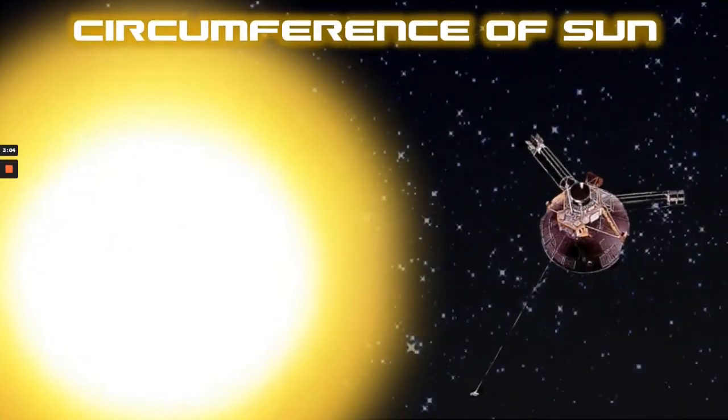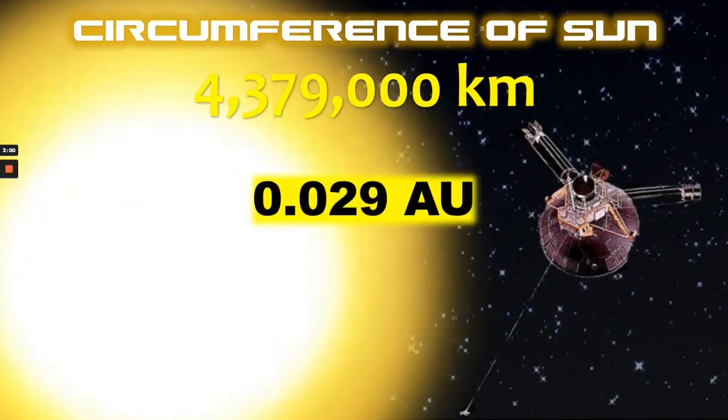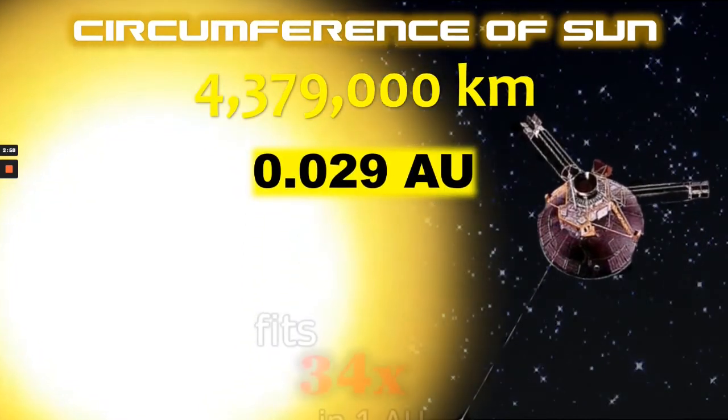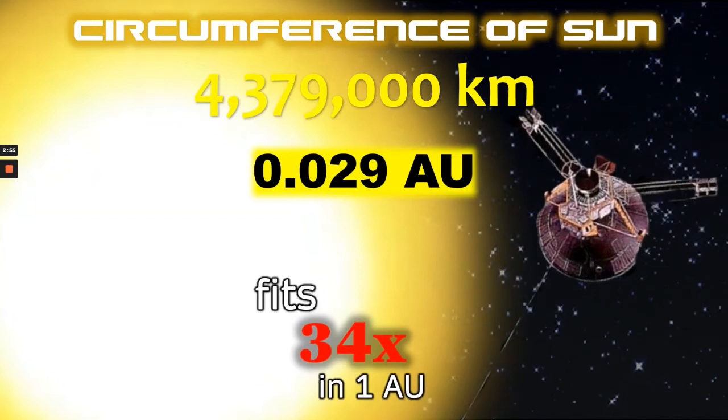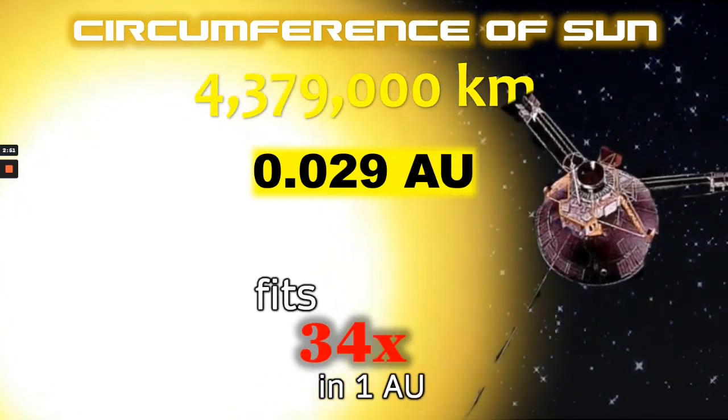How about something bigger now, the circumference of the Sun? At 4.3 million kilometres, it's 0.02 astronomical units, and that fits 34 times, so the Sun is obviously a huge body, much bigger than the Earth.